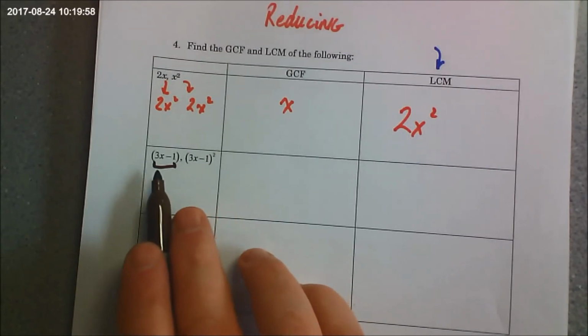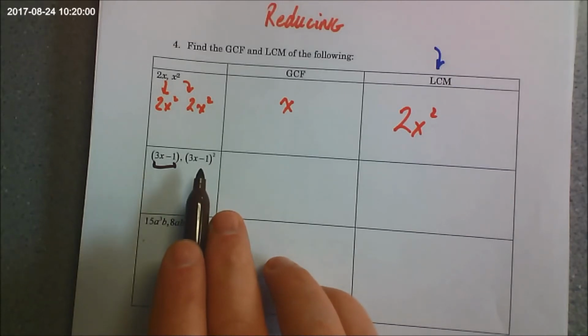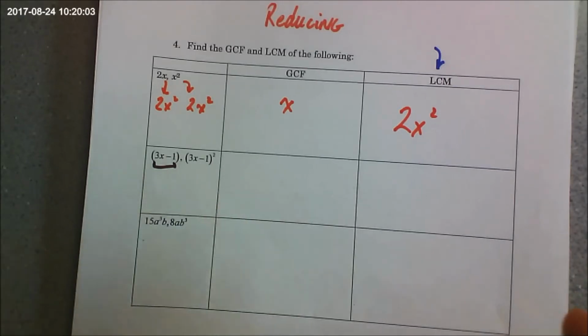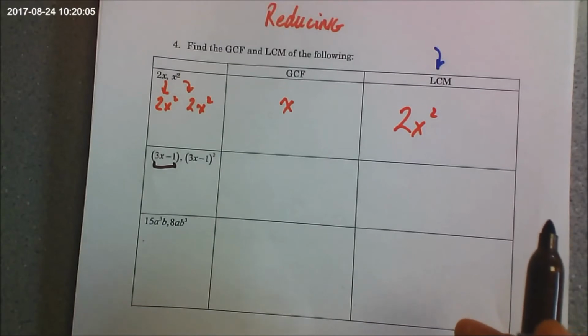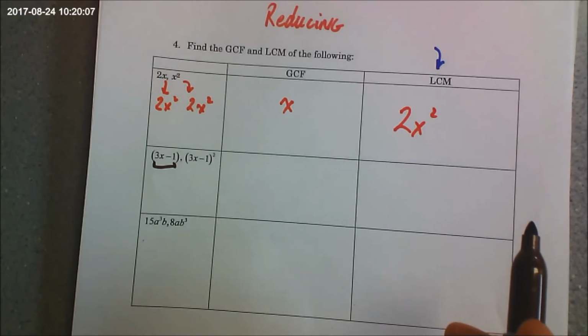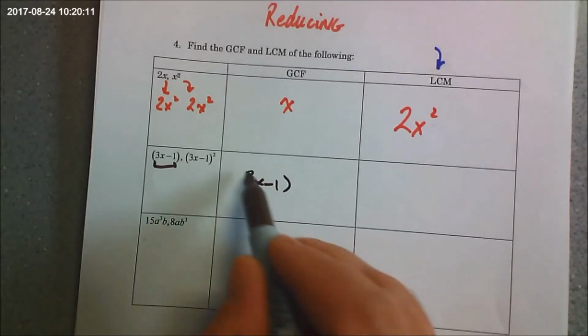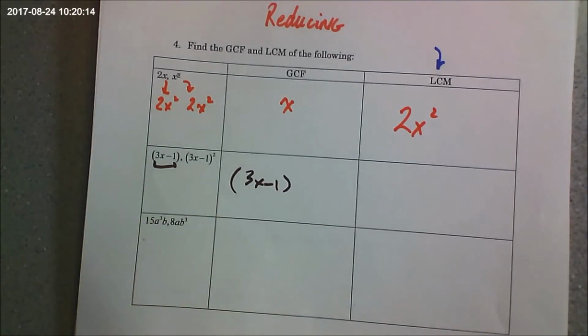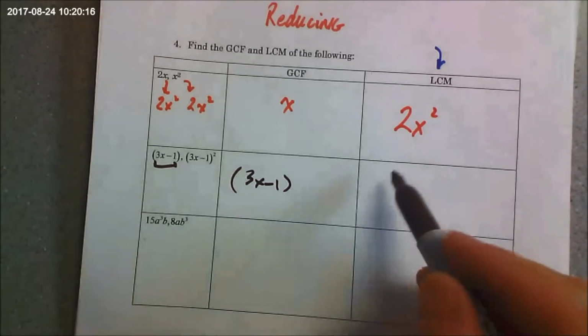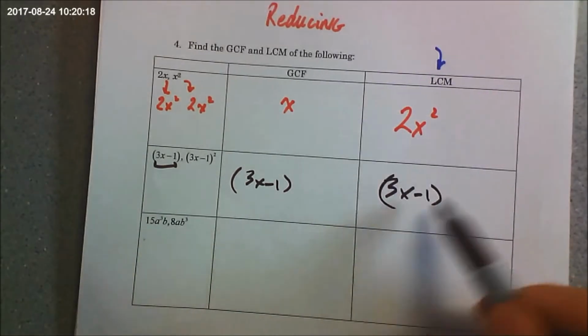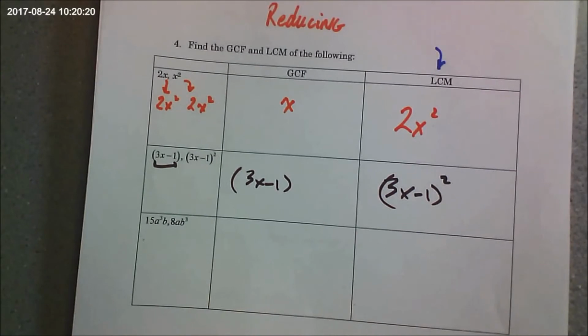So what's the smallest thing that goes into a number and itself squared? Tell us, Alex. If you write it all out, they all have 3x. So the thing they have in common is 3x minus 1. And the lowest common multiple? That's it. Wait, can't you write that 9x squared? You could. Why would you? Yeah, that's it right there.